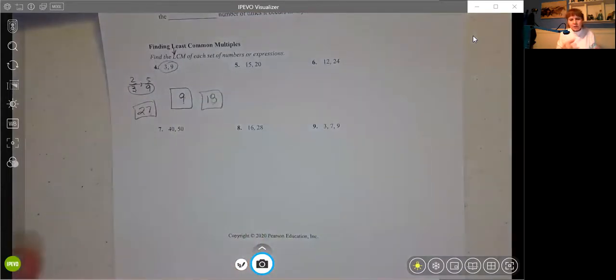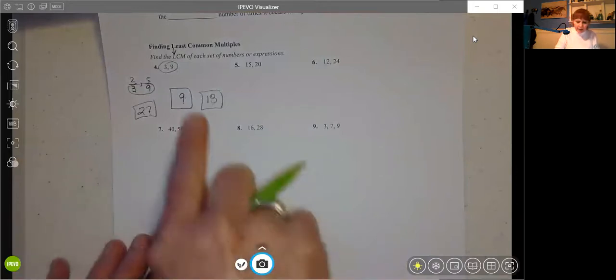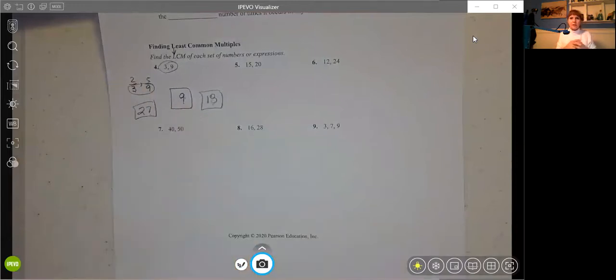You could actually get the right answer when we're adding using 18 and 27. You'll have to reduce more at the end. But try to come up with the least so that you're dealing with the smallest numbers. Okay, let's look at 15 and 20. All right. What would be the smallest number that both of those would go into?